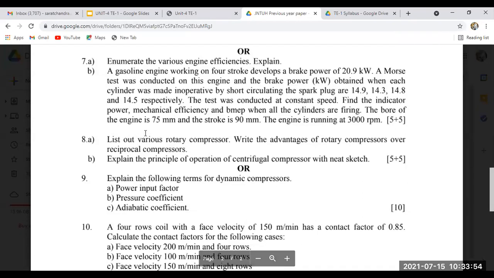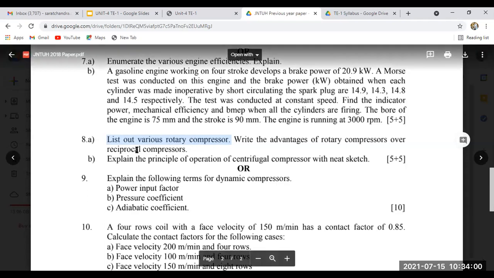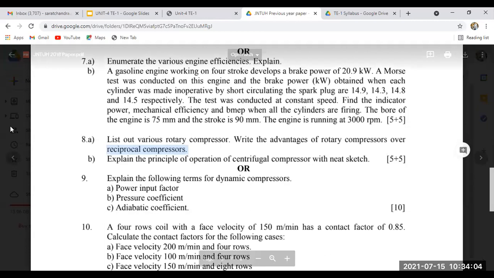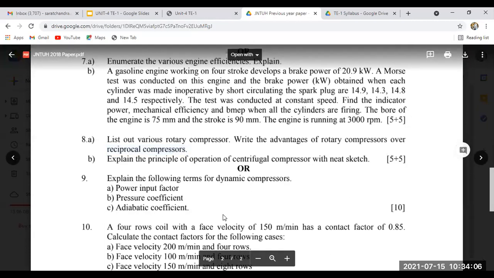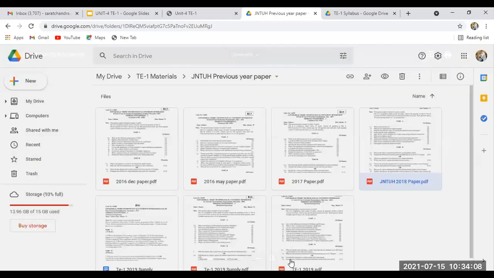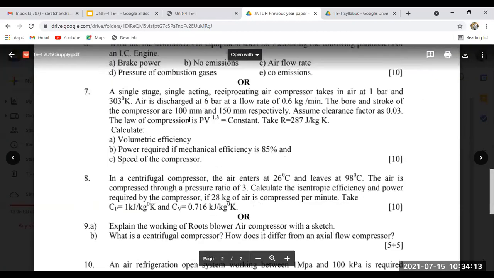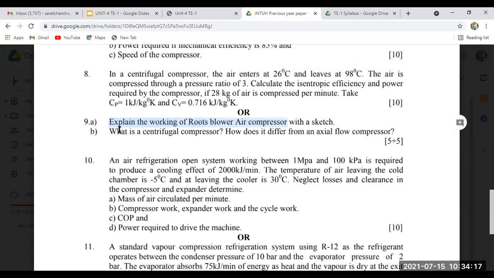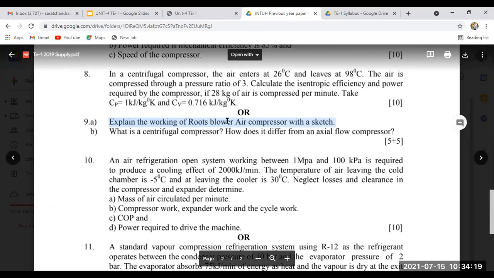list out various rotary compressors, meaning the 3 types of rotary compressors. Write the advantages of rotary compressor over reciprocating compressor. These advantages I will tell you. Next, in the 2019 supply question paper also they have asked regarding root blower compressor. Question number 9A: explain the working of root blower air compressor with a sketch.